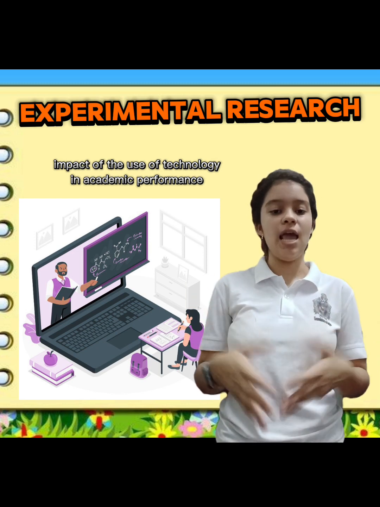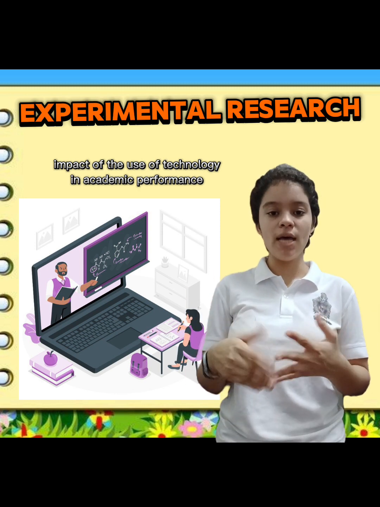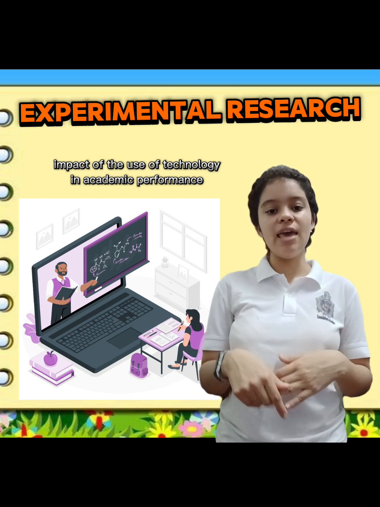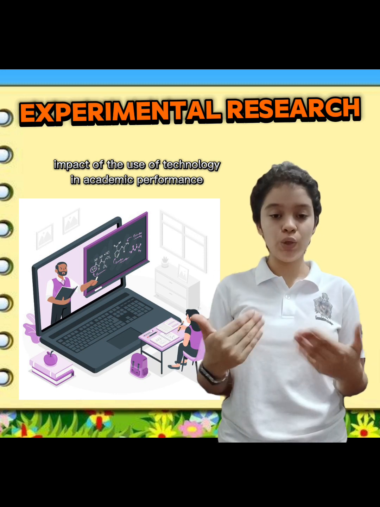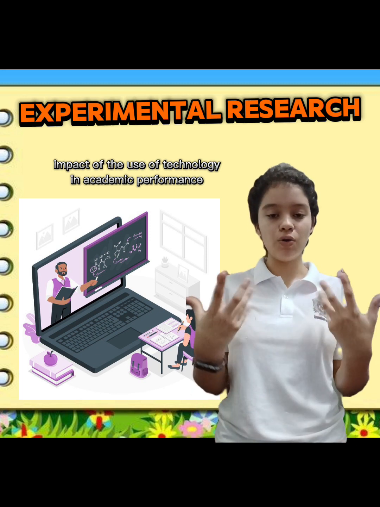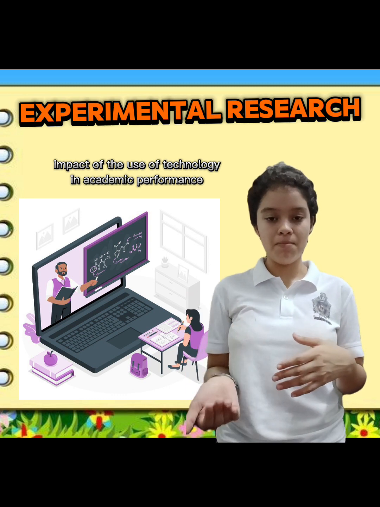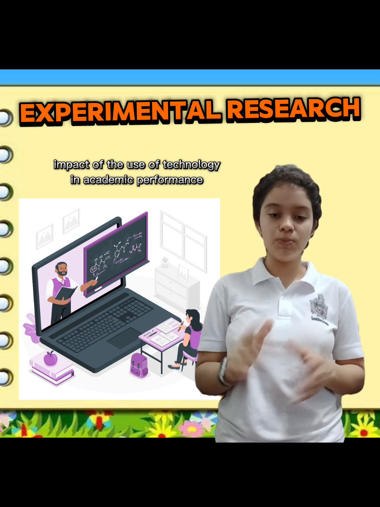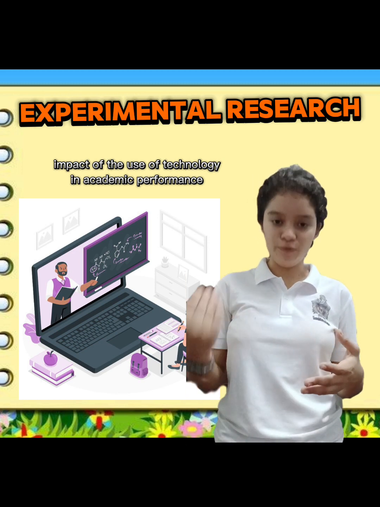Before starting the experiment, a test is applied to know the student level, and after applying the experiment, it is applied again to know the result of the experiment. The results are compared to find out if the impact of the use of technology is positive or negative on the students' academic performance.